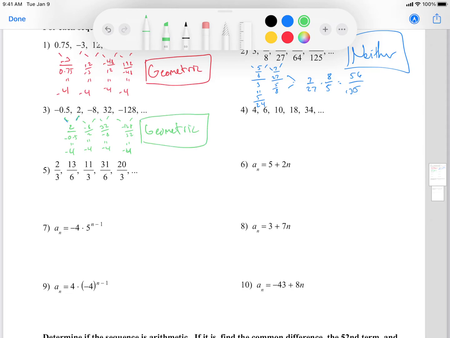What about number 4? Did anyone get what number 4 is?